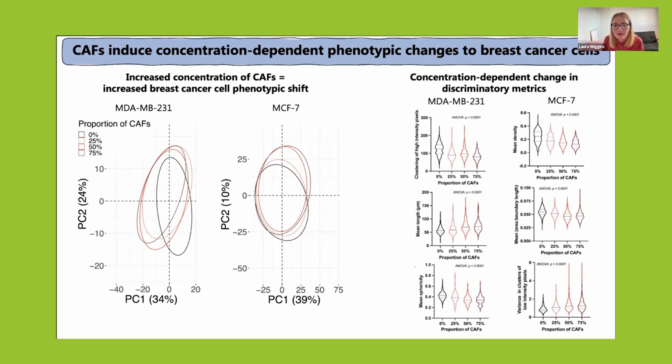And that's further supported by looking at single feature plots. So you can see on each of these plots, there's either a gradual increase or a gradual decrease across a range of features, that is based on the proportion of CAFs that we've added to the co-culture. So we can see that these phenotypic differences are mediated by just co-culturing with CAFs.